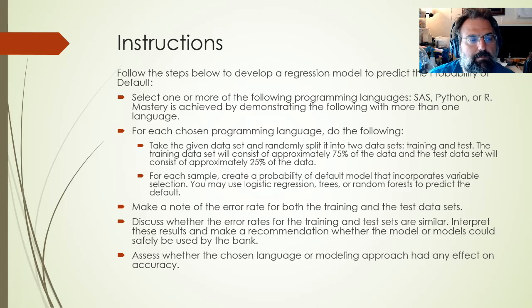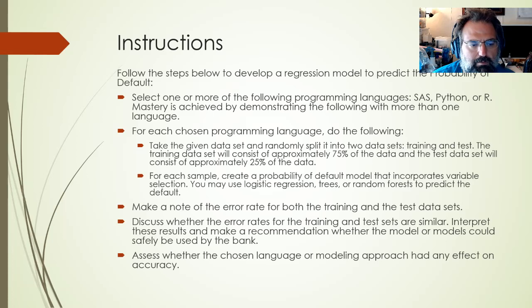So kind of interesting. Follow the steps below to develop a regression model. So you're doing regression to predict the probability of default. Select one or more of the following programming languages: SAS, Python, R. Mastery is achieved by demonstrating two of those languages, or if you want to go crazy, you could do all three. For each programming language, do the following. Take the data set and randomly split it into two data sets, training and test. Then the training data set will consist of approximately 75%, test 25%.